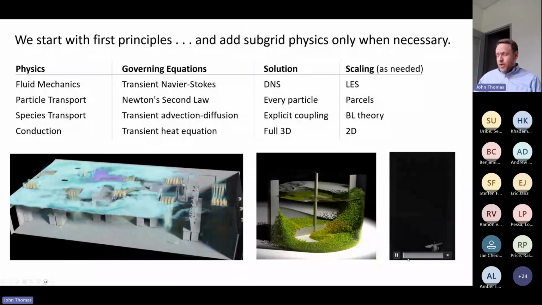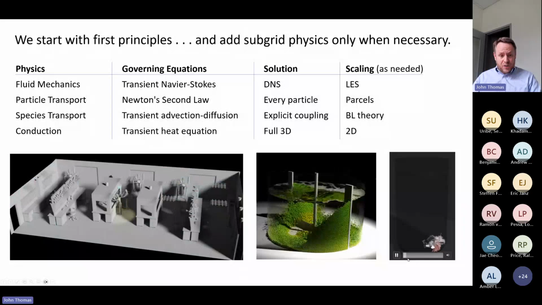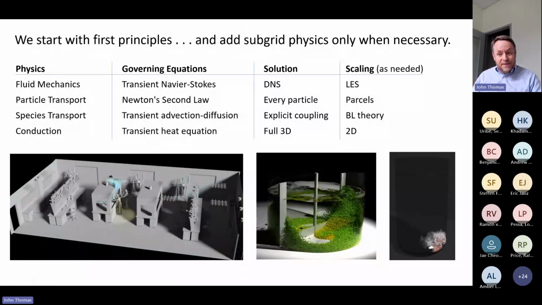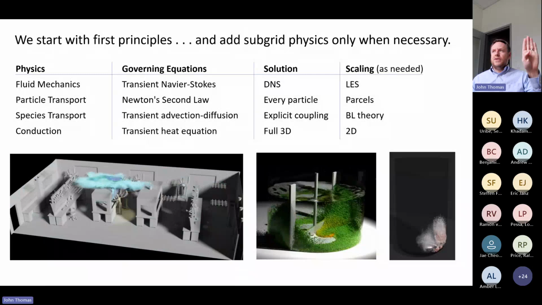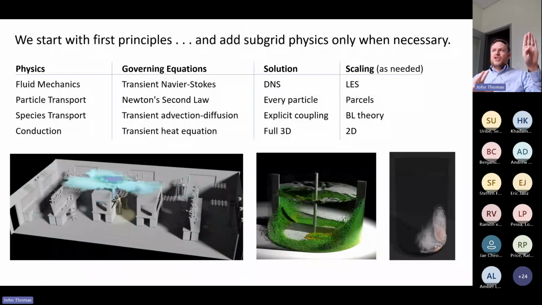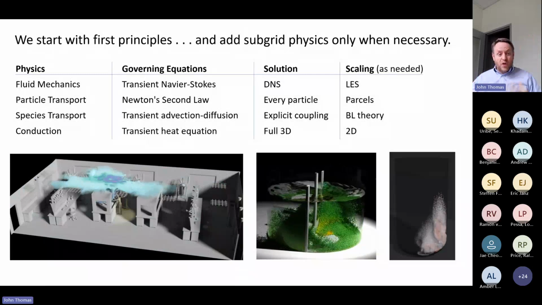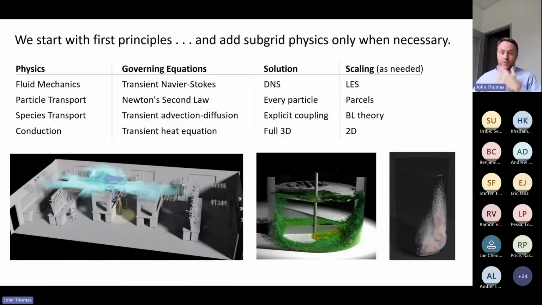For species transport, we're solving the advection diffusion reaction equation. We're solving it in tandem with Navier-Stokes, right? So we're not using some mean flow field and stitching some advection solver on it, as it were. We're solving all these physics in tandem and in real time.